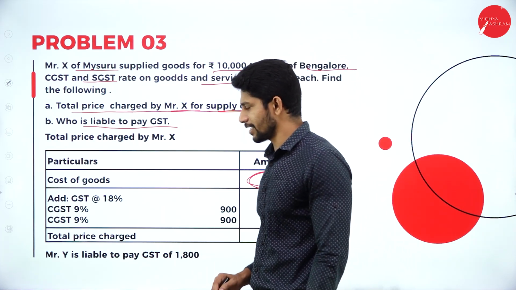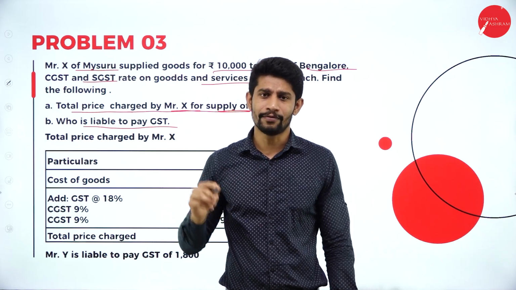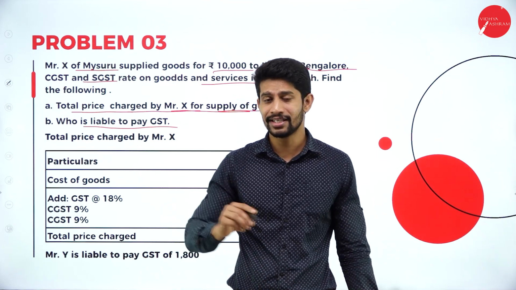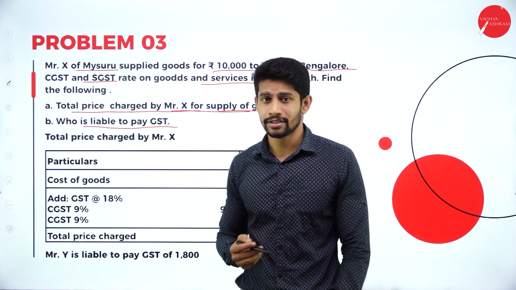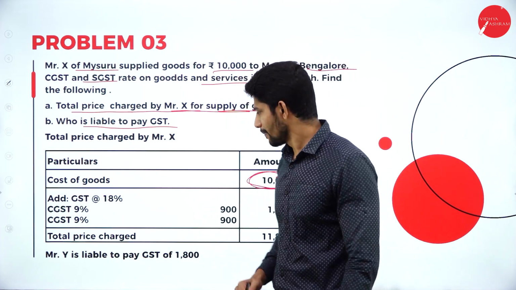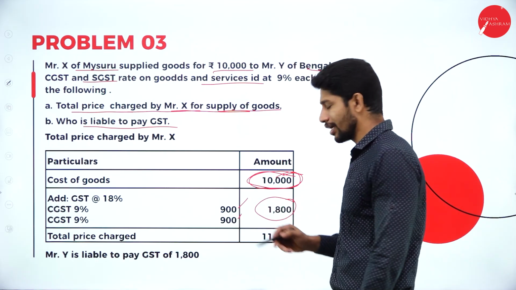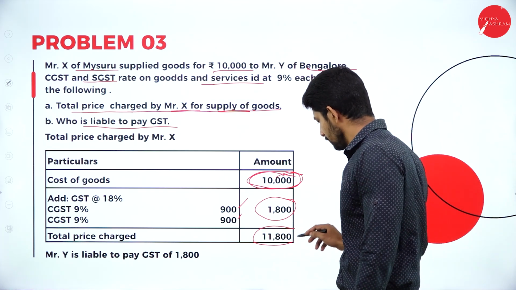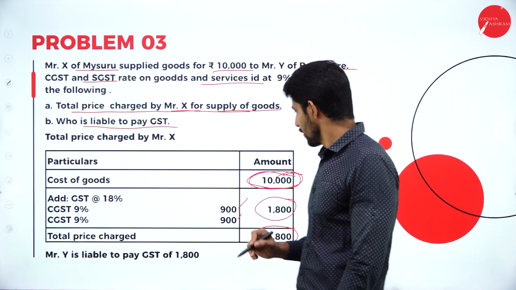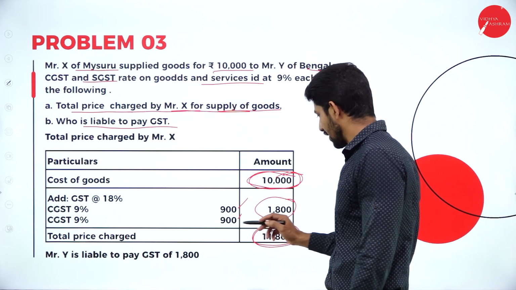So add GST at 18%. Here both the parties are in Karnataka itself or within the state. So CGST, SGST is applicable. Rate of GST is how much? 9% each. That is CGST 9%, SGST 9%. You'll get 900, 900. Total GST is 1,800. So 10,000 plus 1,800, 11,800. So here 10,000 plus 1,800, totally you will get 11,800 rupees.